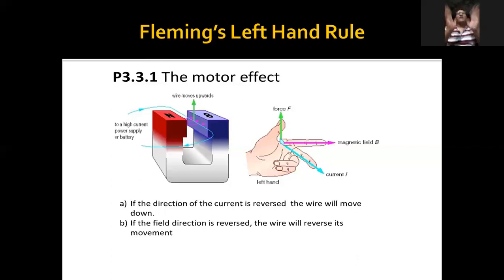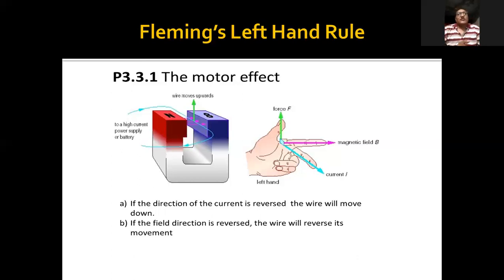So you see one thing. When the current is coming towards me in this conductor, the direction of the force experienced is in the upward direction. When I reverse the direction of the current, now the current starts flowing away from me, then the direction of the force also reverses. The direction of the force changes and it goes downward. So when you reverse the direction of the current and keep the other things the same, the direction of the motor effect will also reverse.